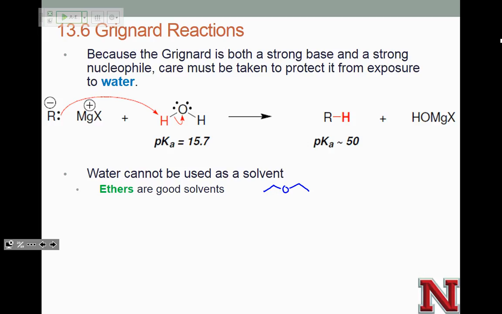So when you write this reaction, you draw this mechanism, water is never added to the end. It always has to be in step 2. You have to be very careful.